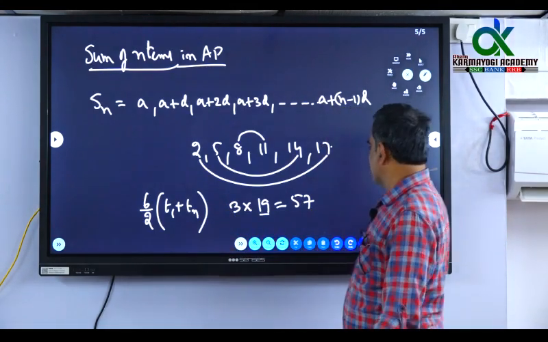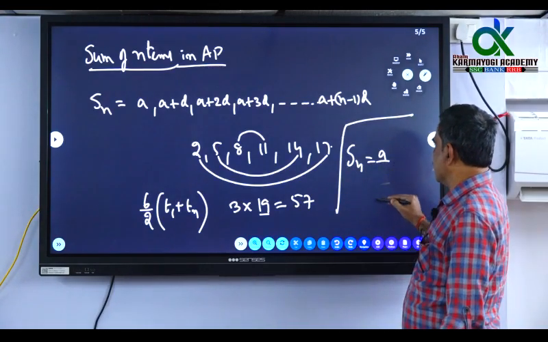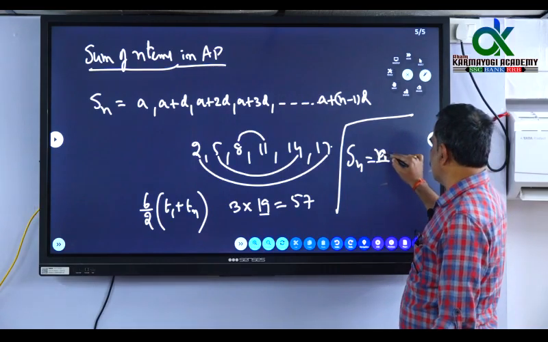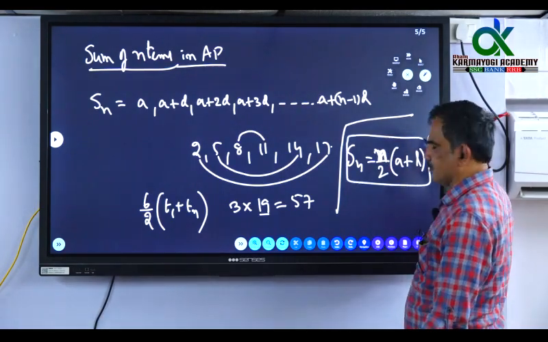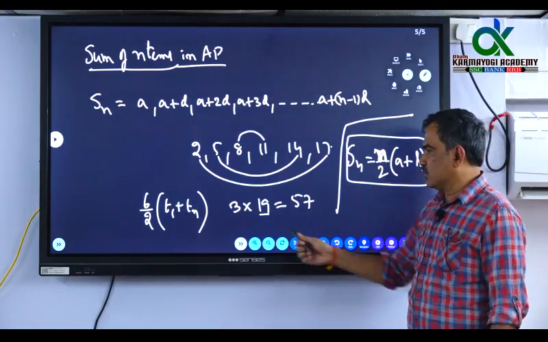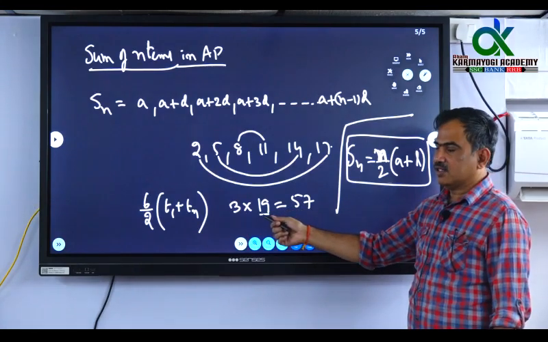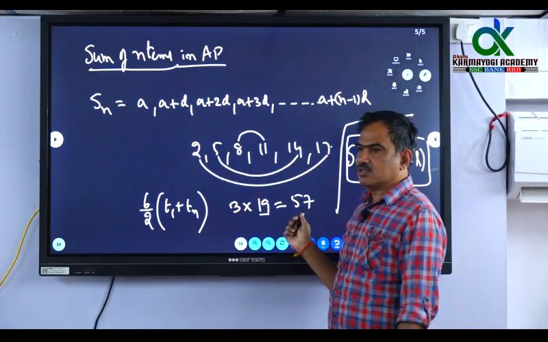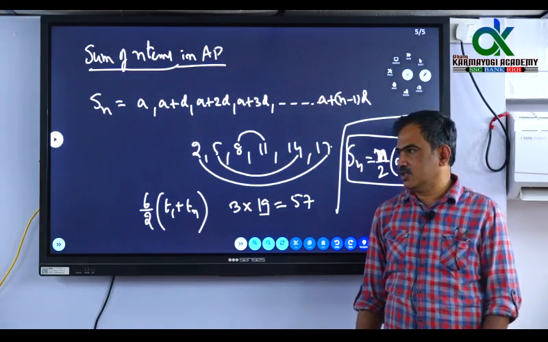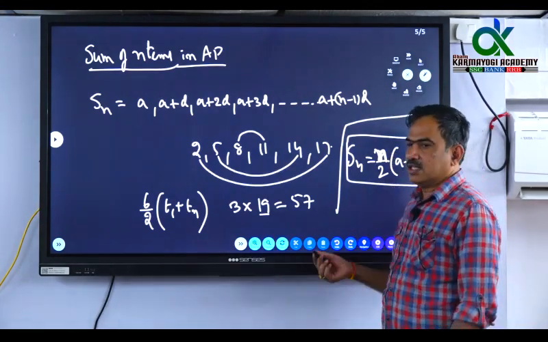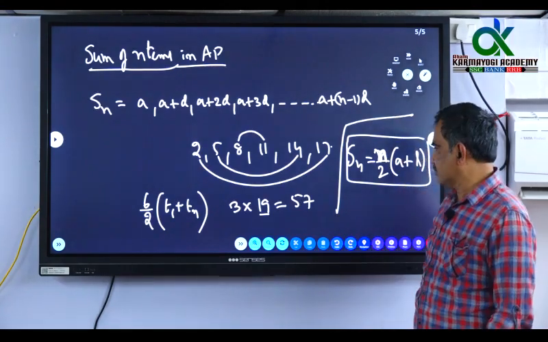So this is the formula. What is the sum of n terms formula in arithmetic progression? Here n by 2 into a plus l. This is the formula. Number of terms by 2 gives pairs. First term plus last term gives each pair value, then that gives the sum of n terms. So the formula is n by 2 into a plus l. What is a? First term. l is the last term.